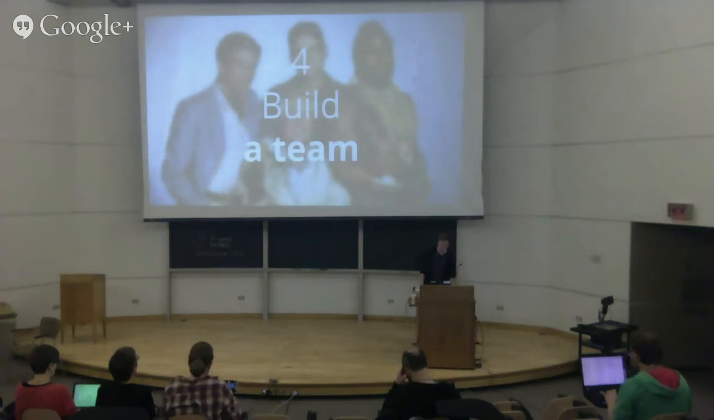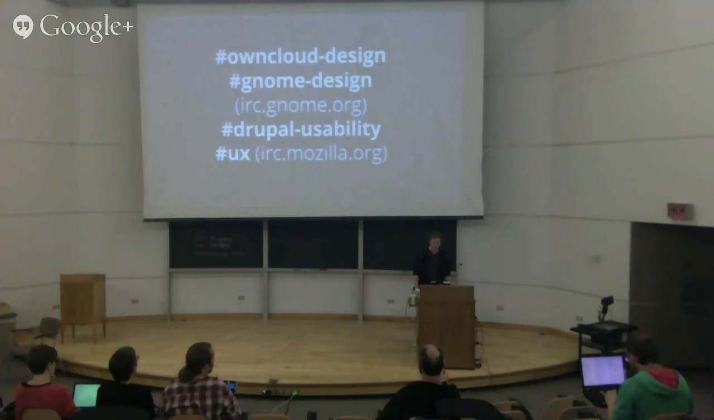And then the next thing, if you're still the only designer, is you need to build a good team. So it starts with teaching the developers a bit, or identifying front-end people, but then you also need to build a specific place for designers. And this is, for example, a collection of design channels, IRC channels in open source projects: ownCloud design, for example, GNOME design, Drupal usability, and a UX channel on the Mozilla IRC network. And the important thing here is that that's not only for designers, but also for the developers who want to work together with the designers. So again, it's about bringing these together.